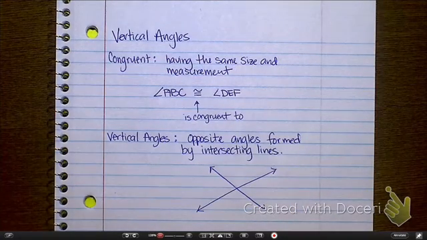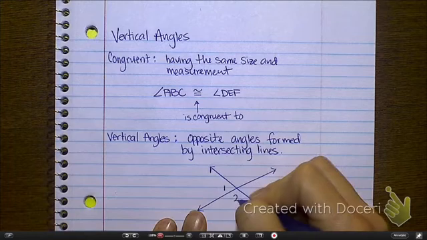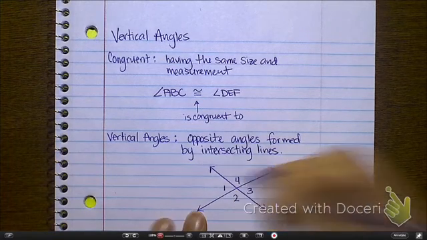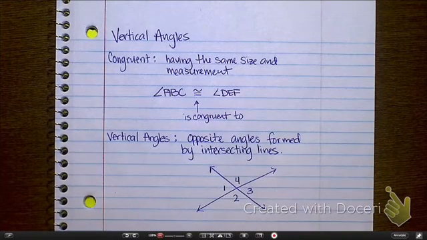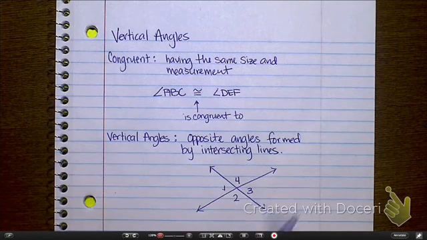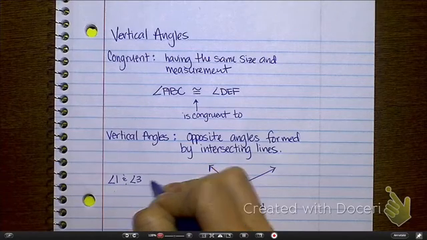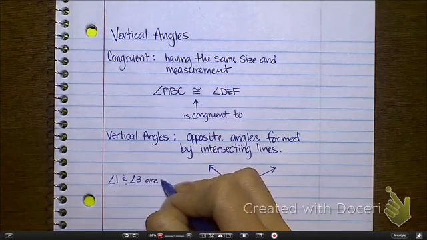And vertical angles are the angles that are opposite of each other. So remember, adjacent means side by side. If I were to label every angle in here 1, 2, 3, 4, angle 1 and 2 are adjacent, right? So which one is opposite of 1? 3. So we would say angle 1 and angle 3 are vertical angles.